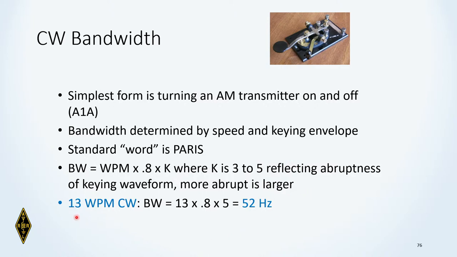So 13 words per minute, the bandwidth, if you take, okay, and this is the way that you can work it out with the formula. The other way is to multiply the words per minute times 4. Remember our favorite number 4? So what's 13 times 4? Well, it's 52. It just happens to work out exact here, but that was an accident, but it worked out.